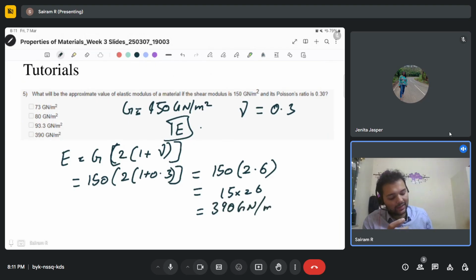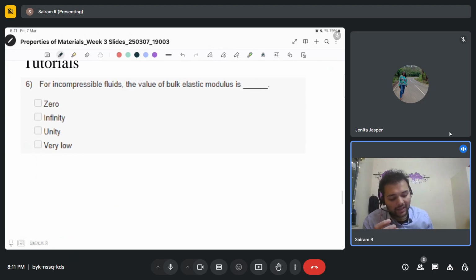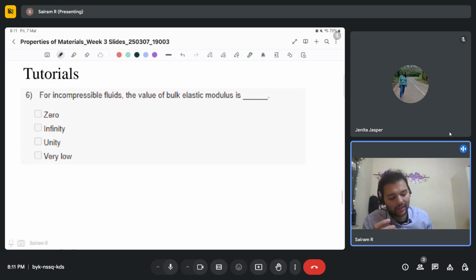The units will remain the same as G because Poisson's ratio is unitless. So the answer is 390 Newton per meter square. For incompressible fluids, the value of bulk elastic moduli is infinity. Why is that the case?